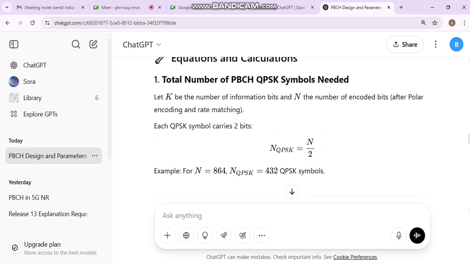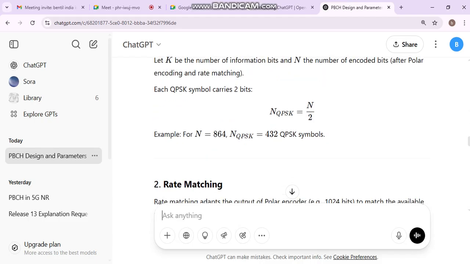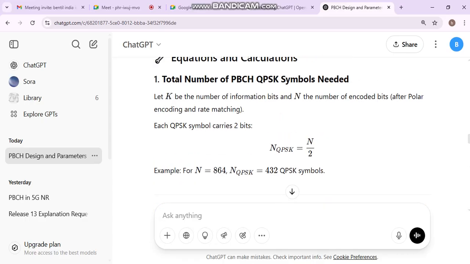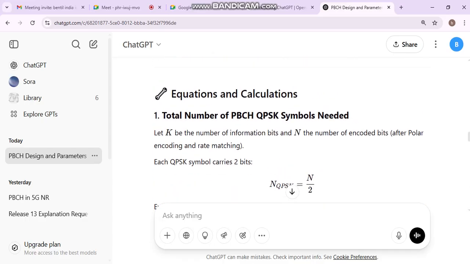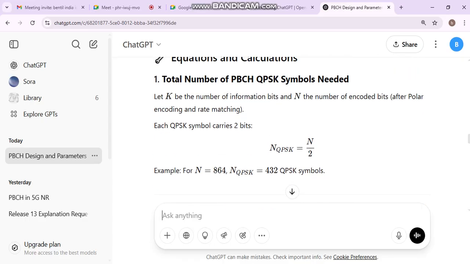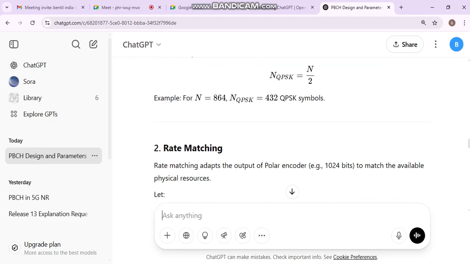Equations and calculations. Total number of PBCH QPSK symbols needed. Let K be the number of information bits and N the number of encoded bits after polar encoding and rate matching. Each QPSK symbol carries 2 bits, so the number of QPSK symbols is N divided by 2. For example, N equals 864 gives 432 QPSK symbols.